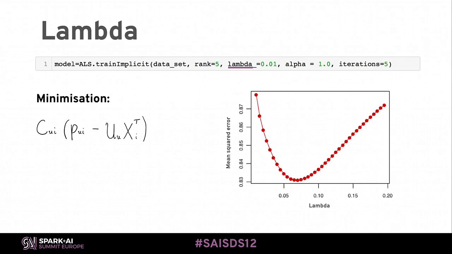When I introduced the minimization term earlier, I said it looked like this, but there's actually an extra term which prevents overfitting. And so the lambda is this lambda out front there. And again, we can see the impact of lambda on mean squared error.